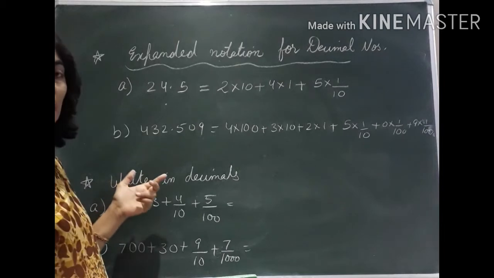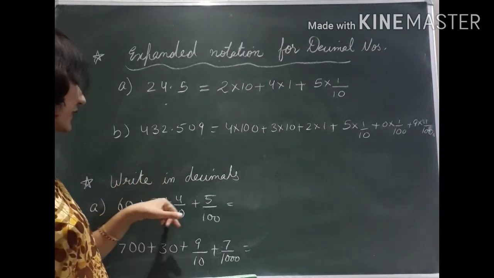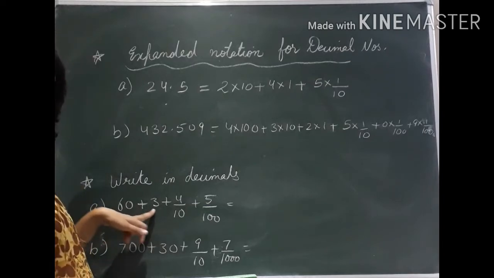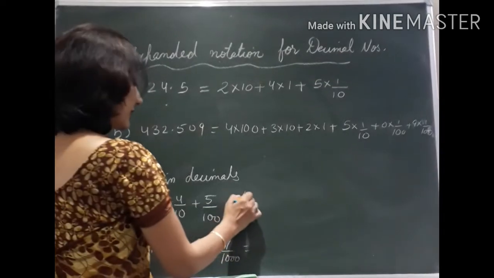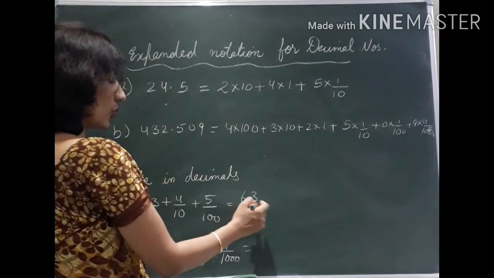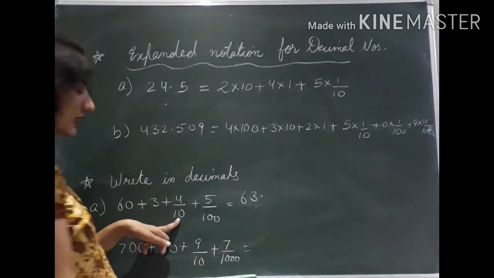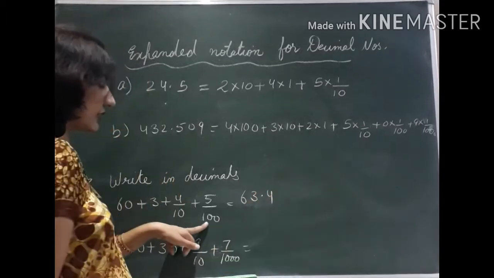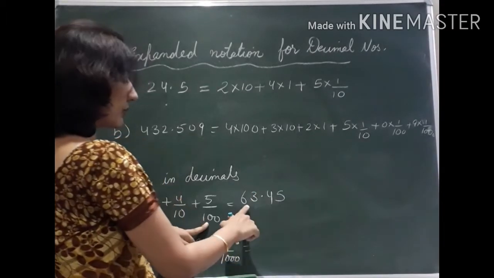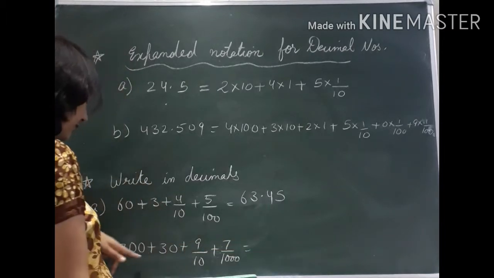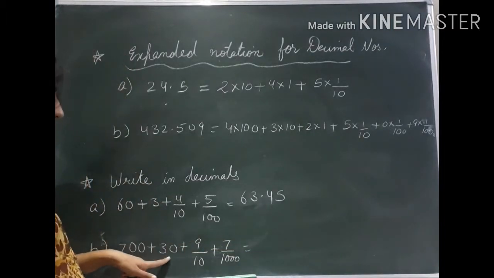Then the next question comes: write this expanded form in decimals. Now this is 60 plus 3. If you see, 60 plus 3 will be 63. That is a whole number. Then a decimal will come. Then at the first place, the tenths place, we have 4 and at the hundredths place we have 5. So the decimal number will be 63.45.